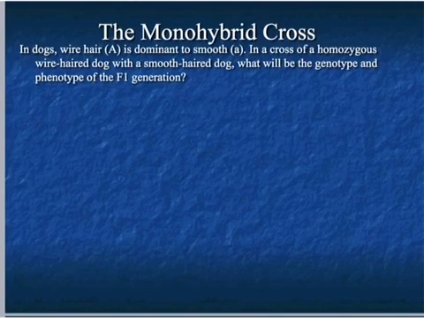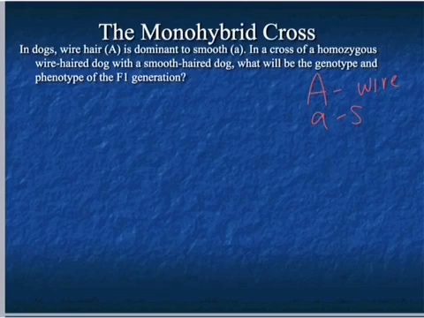Remember to always read the problem first and follow the basic genetic rules. So we're going to assign letters, determine the parent's genotype, and then solve using a Punnett square. So for this problem, it says, in dogs, wire hair is dominant to smooth hair. So I'll make my key. Wire hair is dominant to smooth. In a cross of a homozygous wire-haired dog with a smooth-haired dog, what will be the genotype and phenotype of the F1 generation?